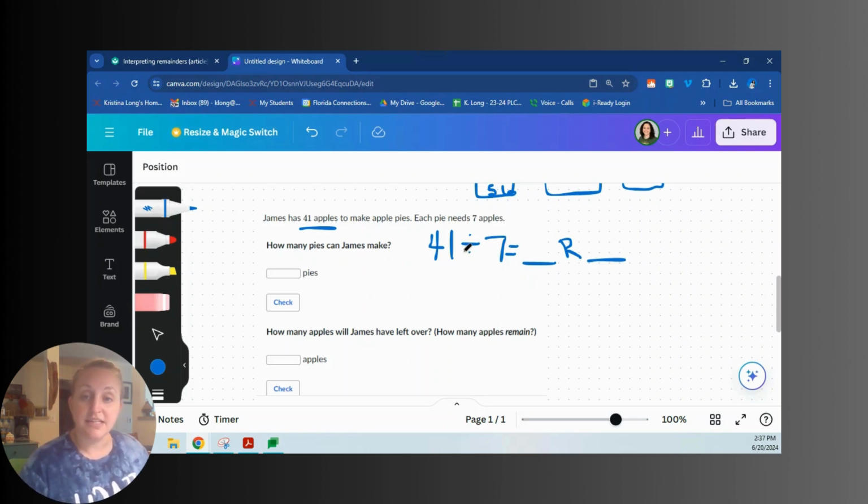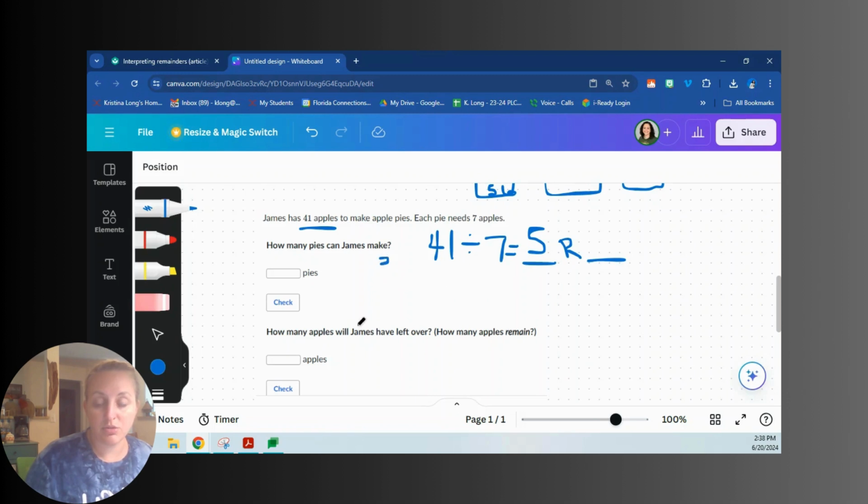All right. So again, we're going to do our division here. And 41 divided by 7. Well, let's think about my 7s times tables. 7, 14, 21, 28, 35. Wait, hold on. 35, 36, 37, 38, 39, 40, 41, 42. Oop, that's too many. So it was only 5 pies. Okay, that means he used 35 apples.